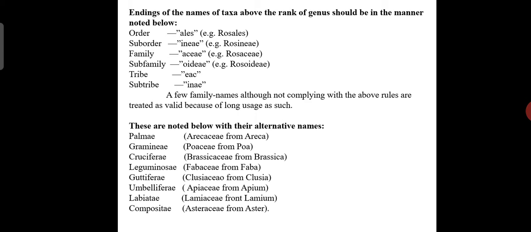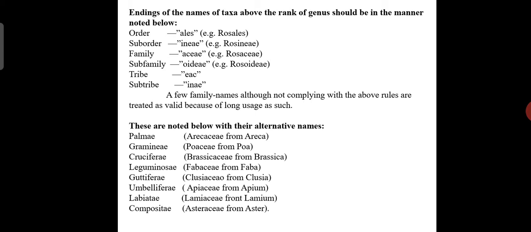So subtribe is in A. A few family names, although not complying with the above rules, are treated as valid because of long usage. Alternative names are given here. Palmae is nothing but Arecaceae, from Areca.